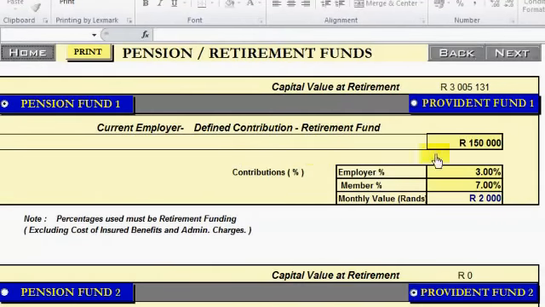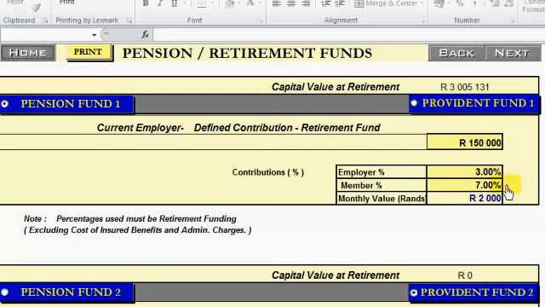Let's assume that Joe is a member of the company pension fund and he's been on it for 5 or 6 years. The current value of the retirement fund is 150,000 Rand. And although the company is contributing around 7% of his pensionable salary to the pension fund, only 3% of that 7 could be going into the actual retirement fund, in other words, the savings part. The other 3 or 4% could well be swallowed up by administration charges, cost of insured benefits like group life cover, disability cover, income replacement, and so on.